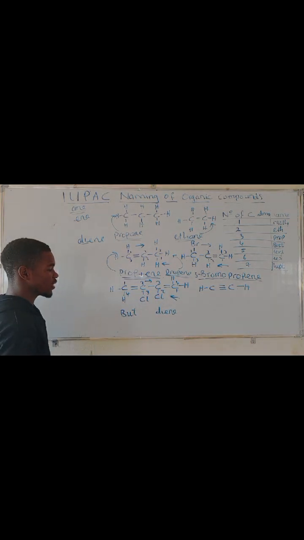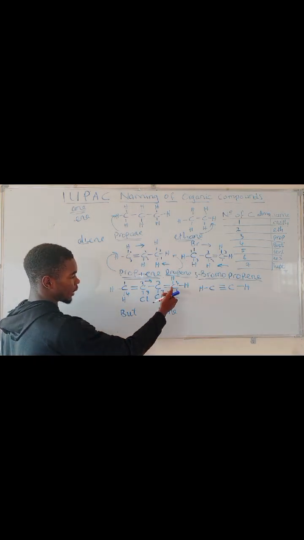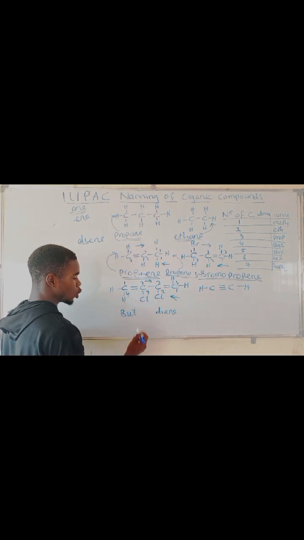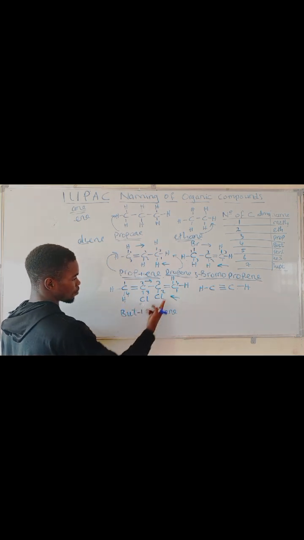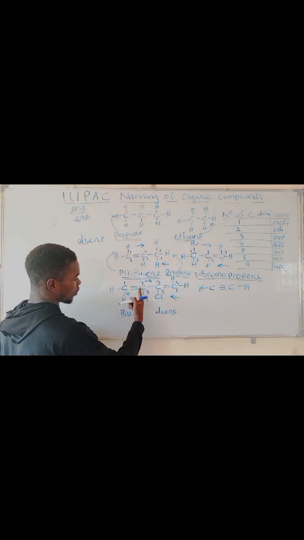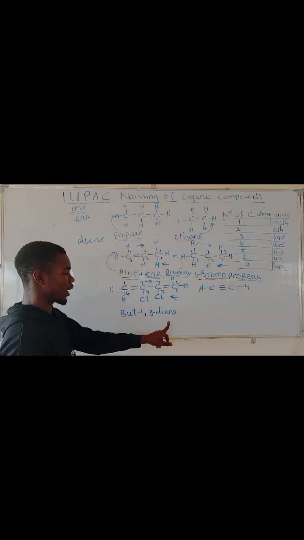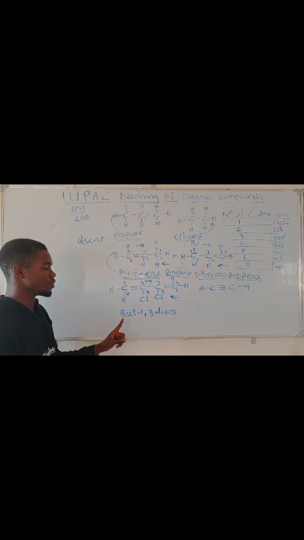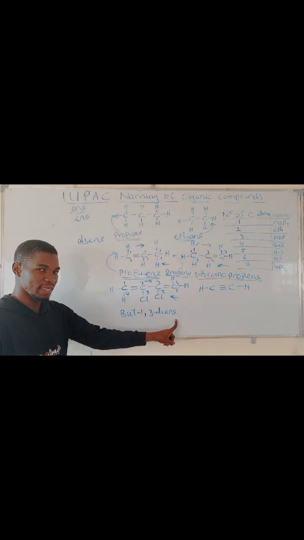So this has a diene. Let's look at the position of those double bonds. It is found on carbon number 1 and carbon number 3, right? So we name this one but-1 because the first is found on carbon number 1 and the second is found where, guys, carbon number 3. So we're going to have but-1,3-diene, right? Perfect. So it has to be but-1,3-diene.